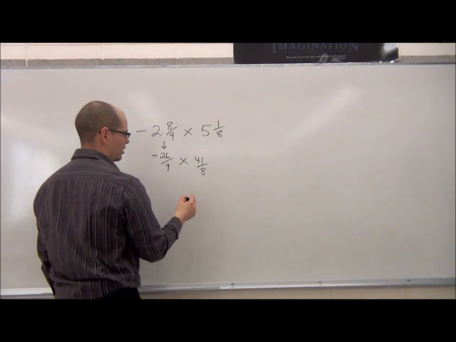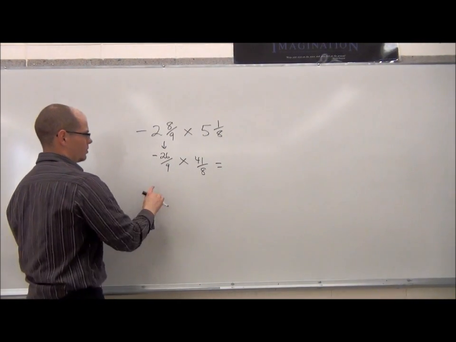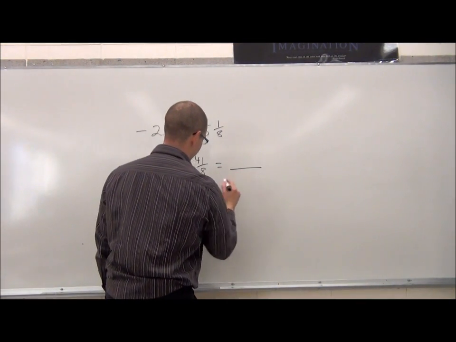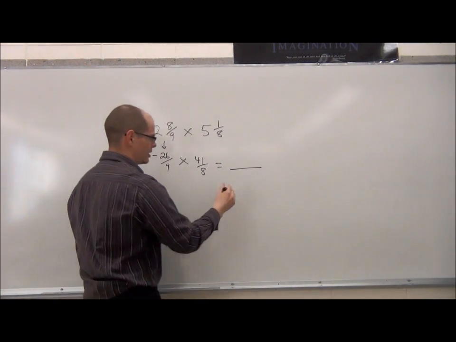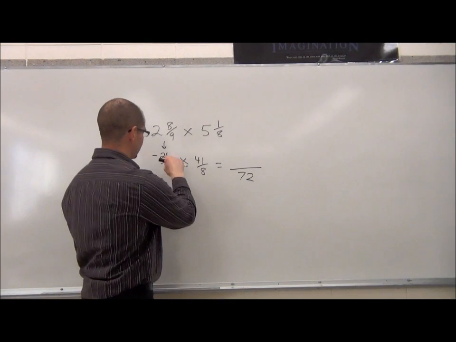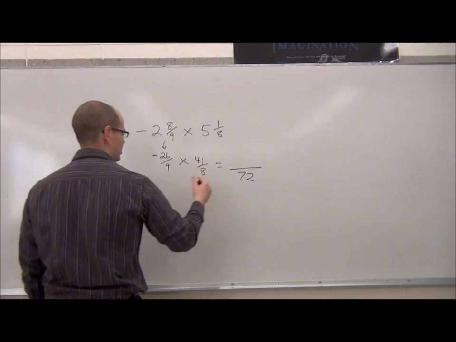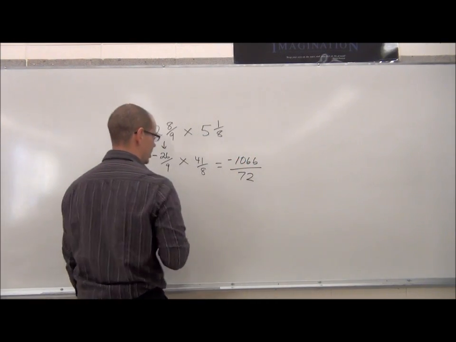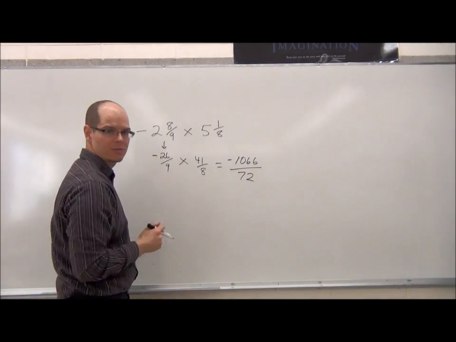Okay? From there, multiplying is quite simple. It's just numerator times numerator and denominator times denominator. So on the bottom, you should know that 8 times 9 is 72. Okay? And then on the top, 26 times 41 actually gives us 1066. Again, with a negative sign, because a negative times a positive is negative.